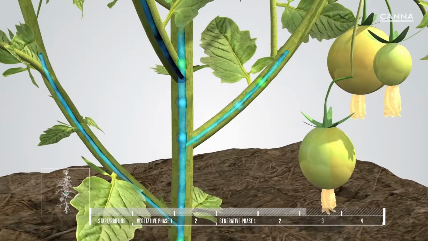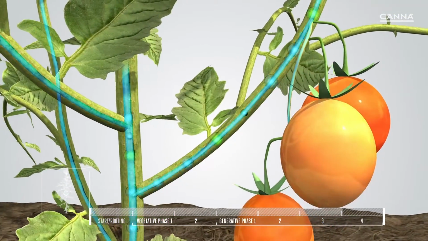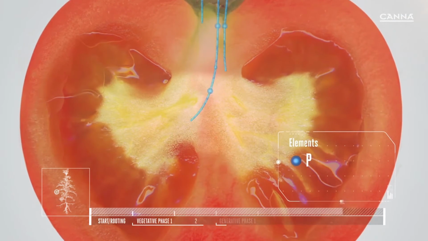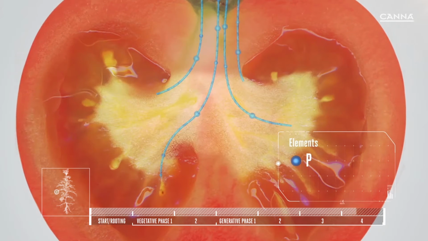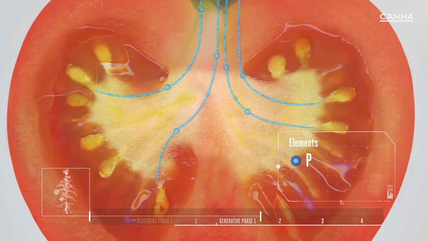The plant can now concentrate on propagating itself. The phosphorus in the fruit flows to the seeds, which encourages their development. Seeds need phosphorus to lock in the energy that they will need to germinate. This energy will ensure that the seeds get a good start.